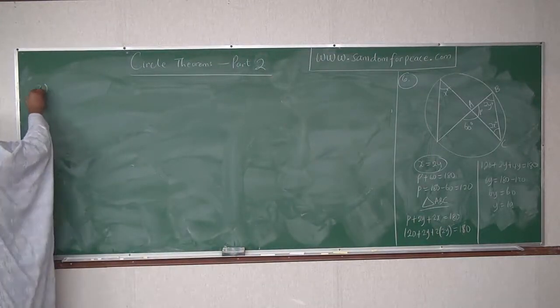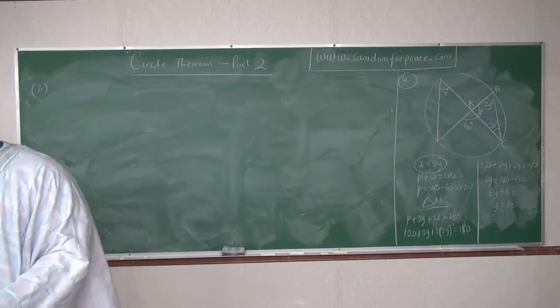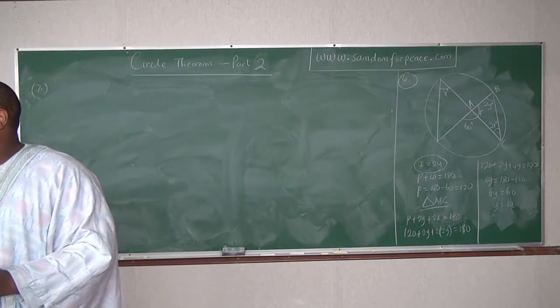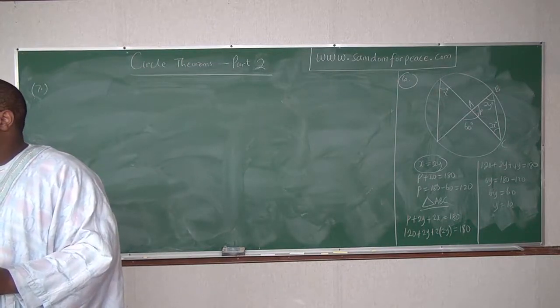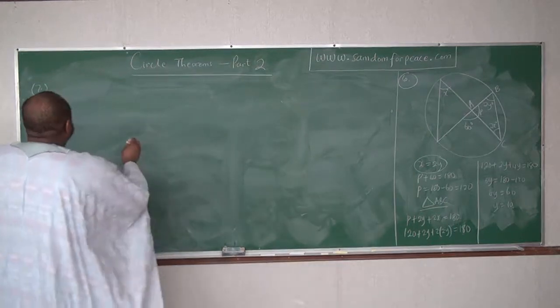Question 7 is the next one. Question 7 is CSEC. The diagram below, not drawn to scale, shows a circle with center O. Okay, let's draw the diagram first.